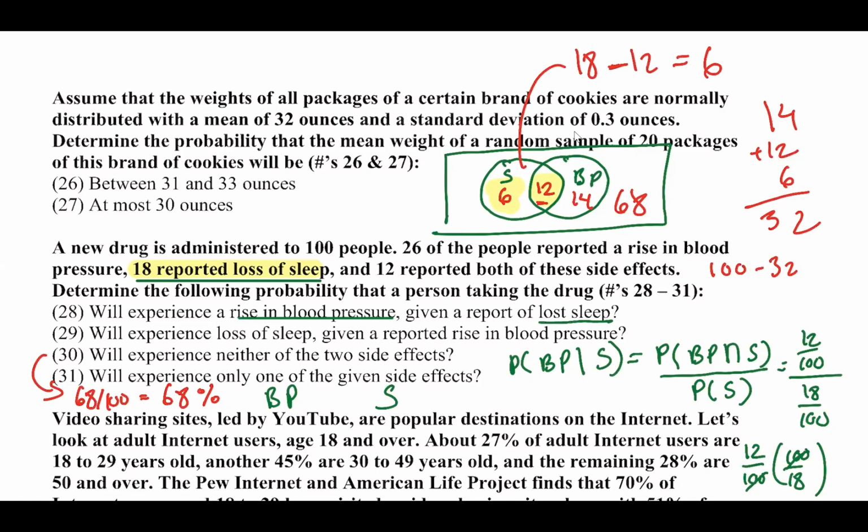So the 6 comes from the fact that we already have 12 that suffer from sleep loss in the middle. So that means there's only 6 left. Any other question in regard to number 30? All right. What other question do you want me to go over?